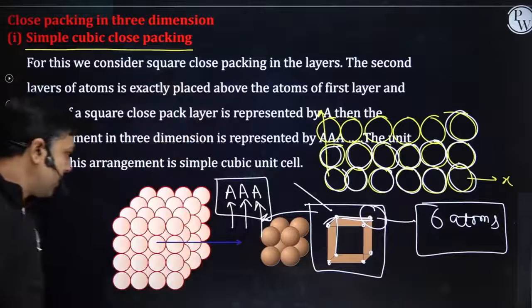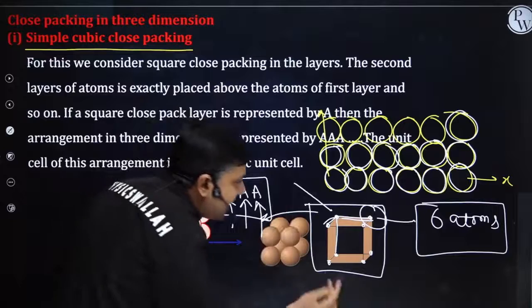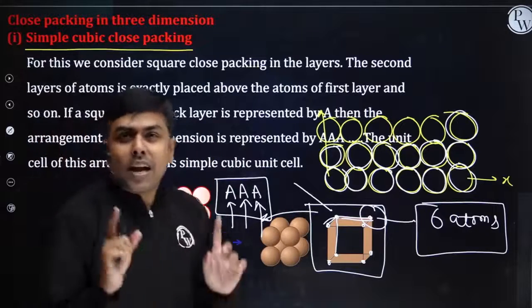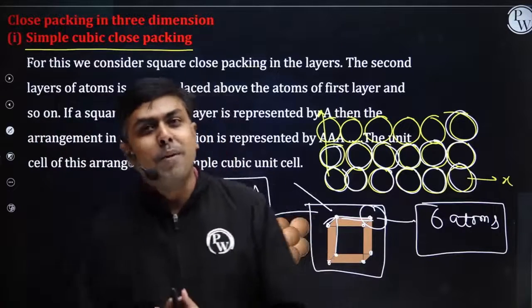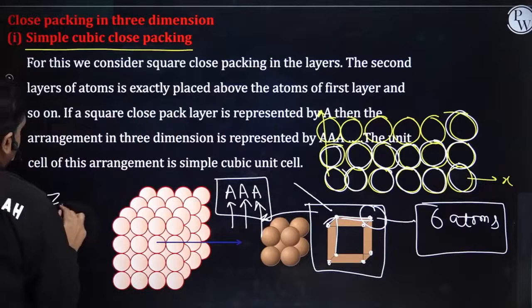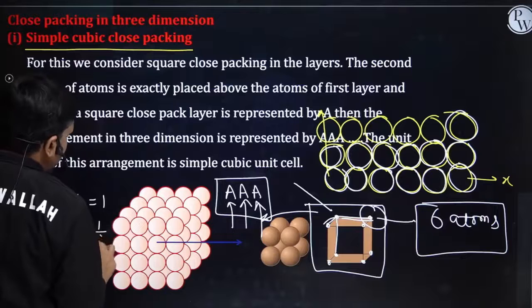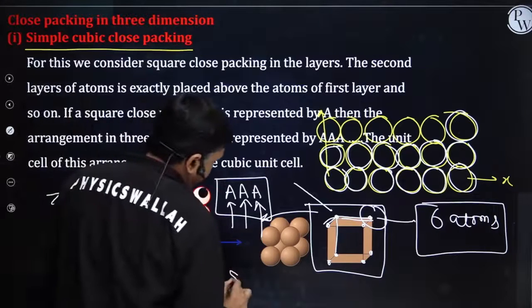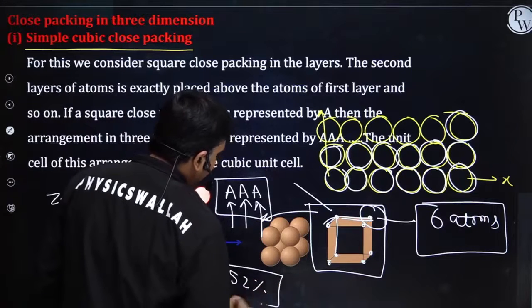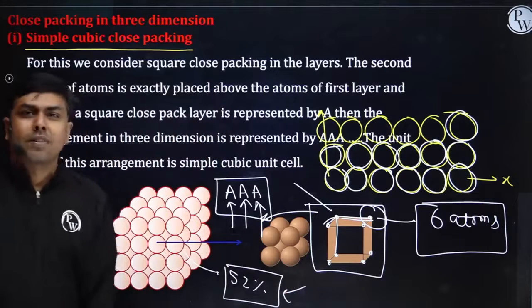What's Z effective? Since the atoms are exactly at the corners, each corner is having a contribution of 1 by 8. So Z effective is 1. That's 8 into 1 by 8. Packing fraction? 52%. We have studied it. Even we have derived these things, right, students? Let's move ahead.